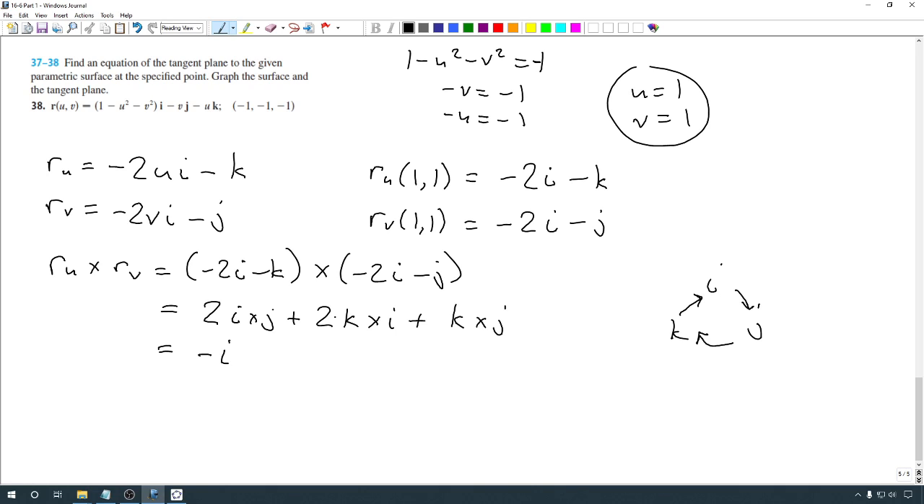If we look at 2k cross i, ki, if we follow that, we're following the arrows to a positive j, so we get a plus 2j. And then finally, the 2i cross the j, ij gives a positive k, so we have plus 2k. So the vector negative 1, 2, 2 should be orthogonal to both r_u and r_v.